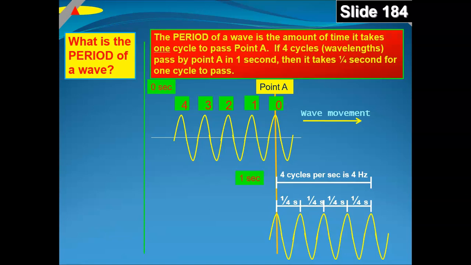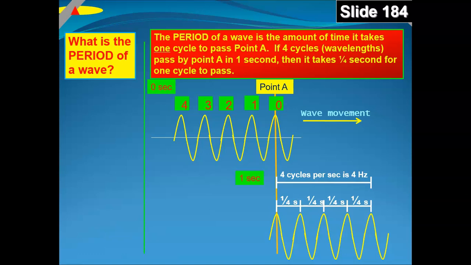The period of a wave is the amount of time it takes 1 cycle to pass point A. So in the same wave that we looked at in the previous slide, if 4 cycles or wavelengths pass point A in 1 second, then that means it takes 1/4 of a second for 1 cycle to pass. So think about that. 4 cycles passed in 1 second.